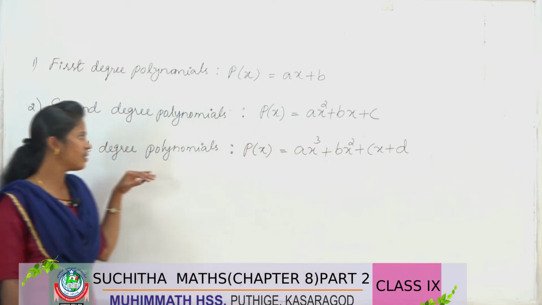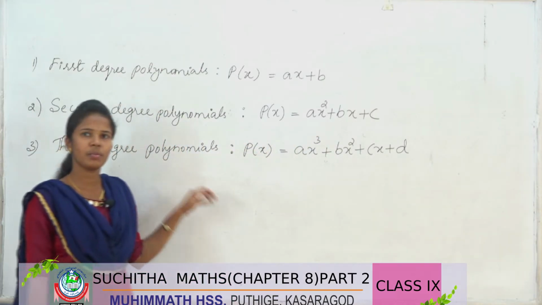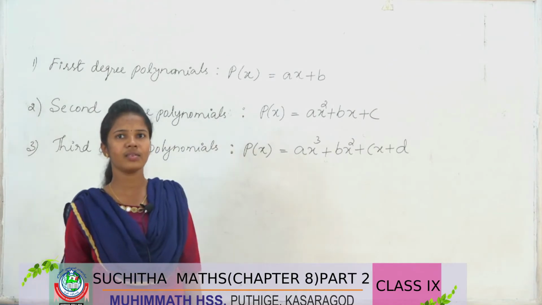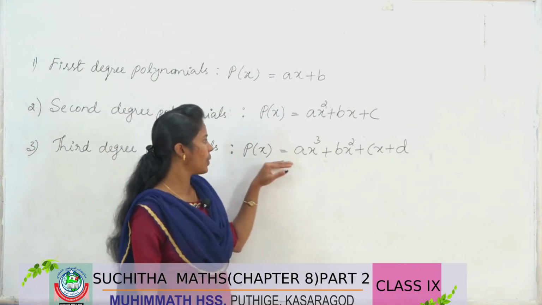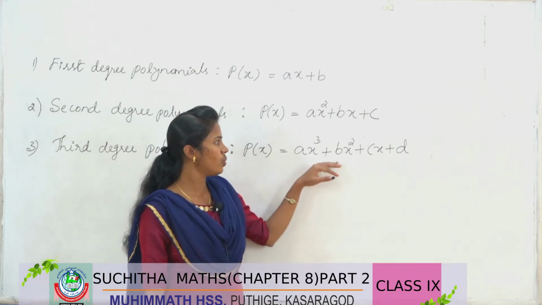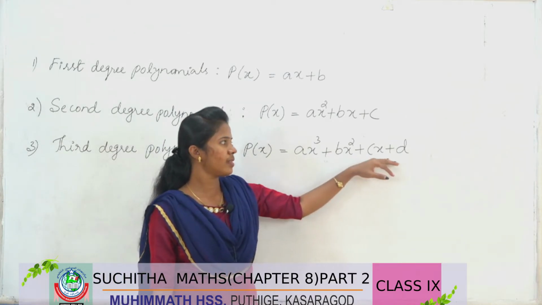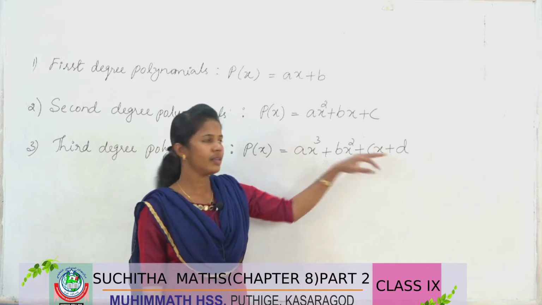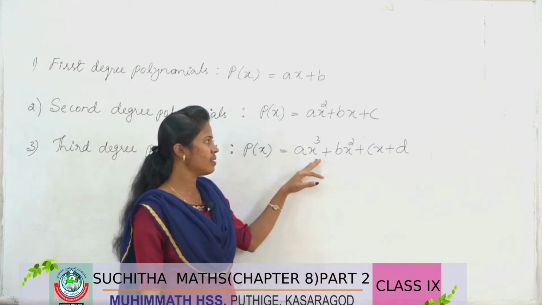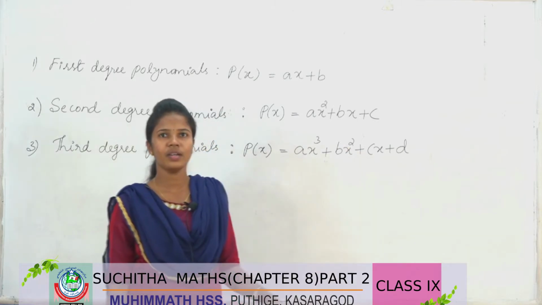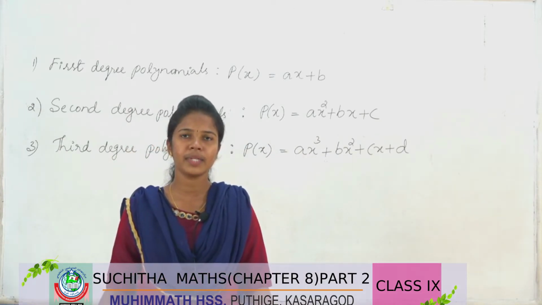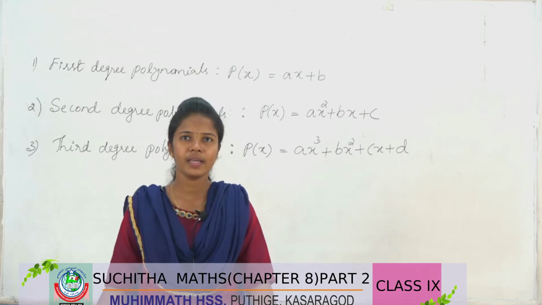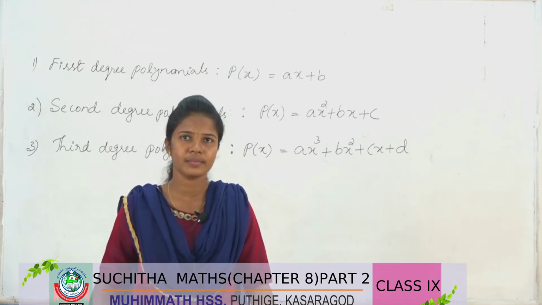And third one is third degree polynomials. Polynomials with the degree 3 are called third degree polynomials. General formula p of x equal to ax cube plus bx square plus cx plus d. Here the highest degree of x is 3. Understood? And today we are going to learn the addition, subtraction and multiplication of the polynomials.